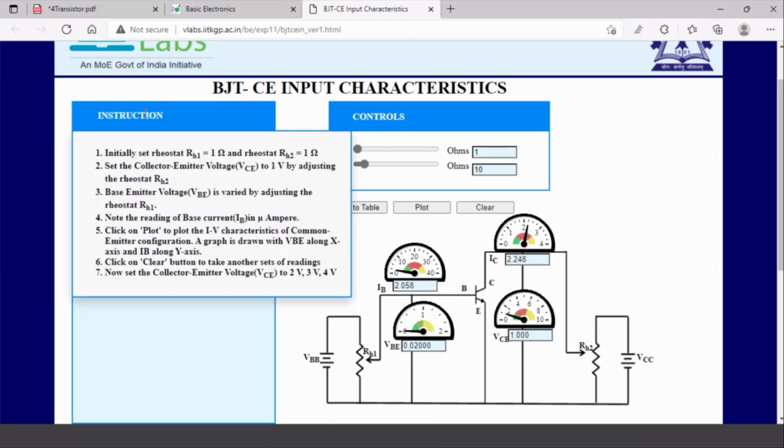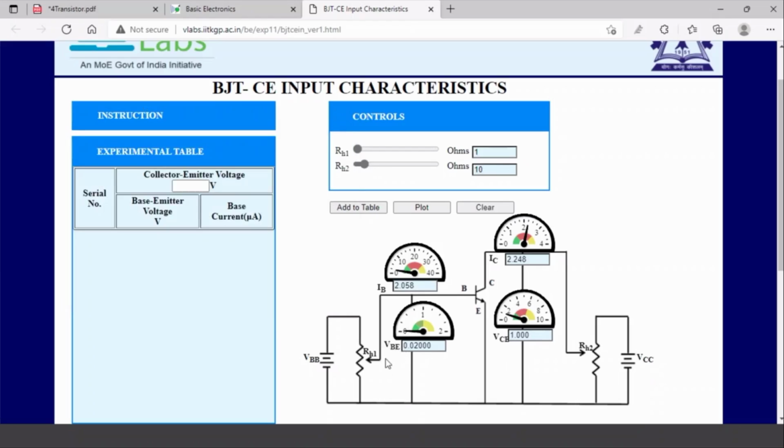So at this value of collector to emitter voltage, 1 volt we have set. Now we will vary VBE. This VBE will vary by varying RH1 and plot IB versus VBE. That is what our experiment is, input characteristics.